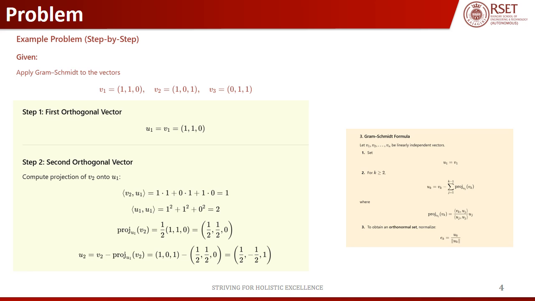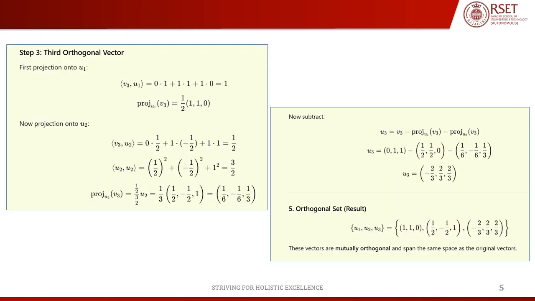Similarly, u3 you can find in the same way by using the equation: v3 minus the projection of v3 onto u1 minus the projection of v3 onto u2. In the same way, you can find the projection vectors. I have the steps written here. If you subtract them, you will get u3 as (-2/3, 2/3, 2/3). The thing you want to understand is that u1, u2, u3 is an orthogonal set.